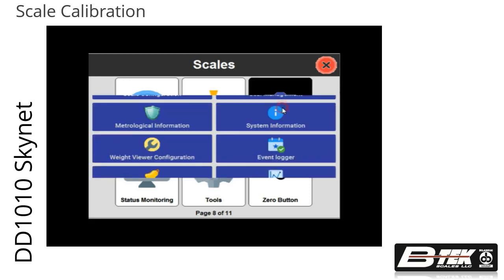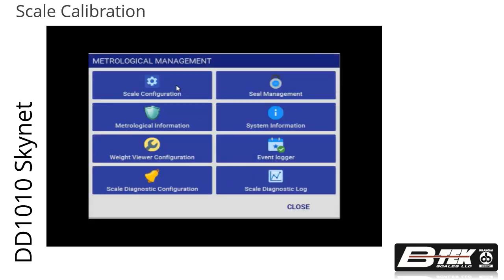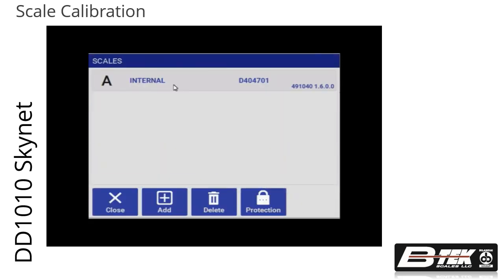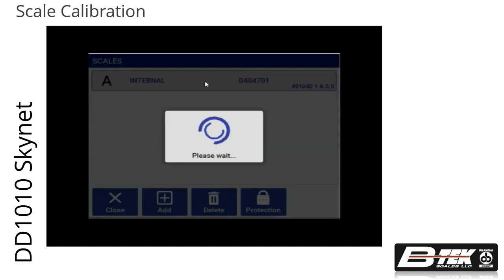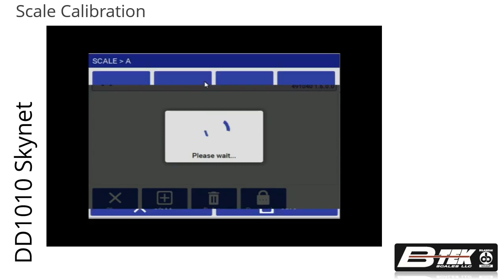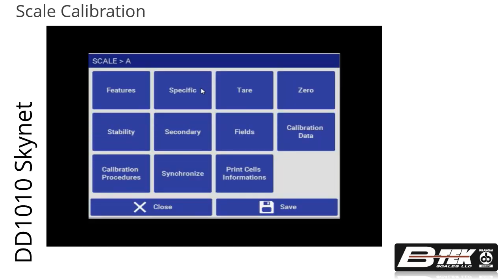Tap on the Metro button, then Scale Configuration. With the background gray, this means that the scale is unsealed. If it was red, we would need to unseal the scale first. To calibrate Scale A, tap A. We're going to assume the scale's already been configured. So to calibrate, tap Calibration Procedures.